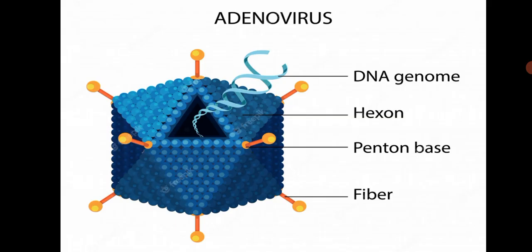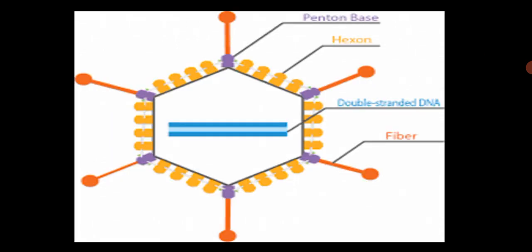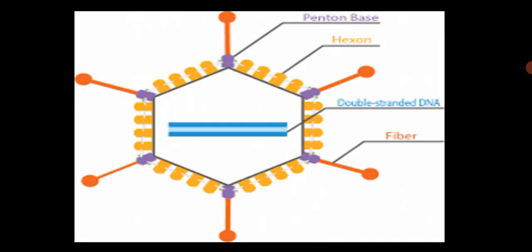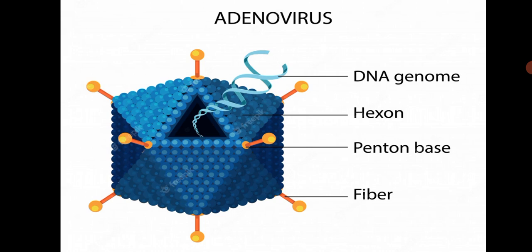So this is the structure of the adenoviruses. Of the 252 capsomeres, 240 are hexons. Hexon means having 6 adjacent capsomeres, and there are 12 pentons. Penton means having 5 adjacent capsomere units. From each penton projects an apical fiber with a knob at the tip, giving the virus the appearance of a space vehicle or satellite.